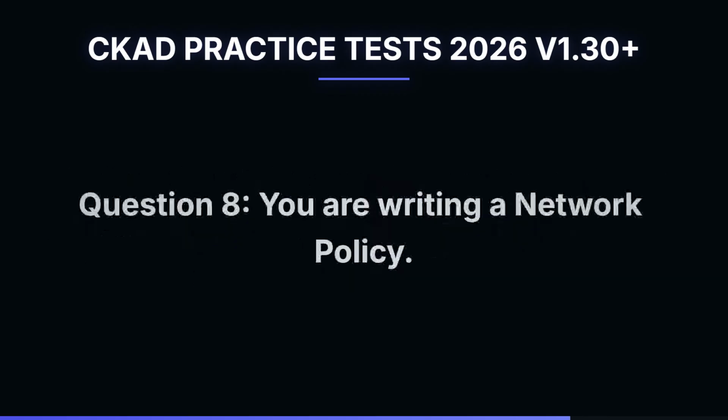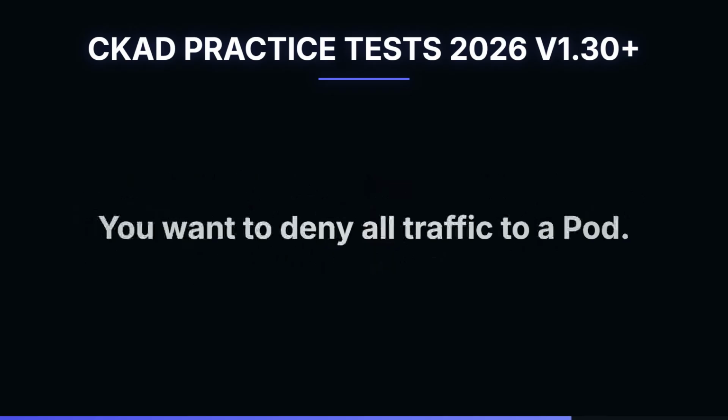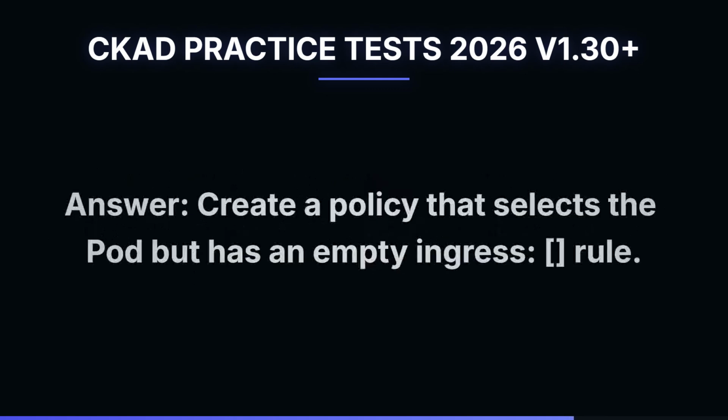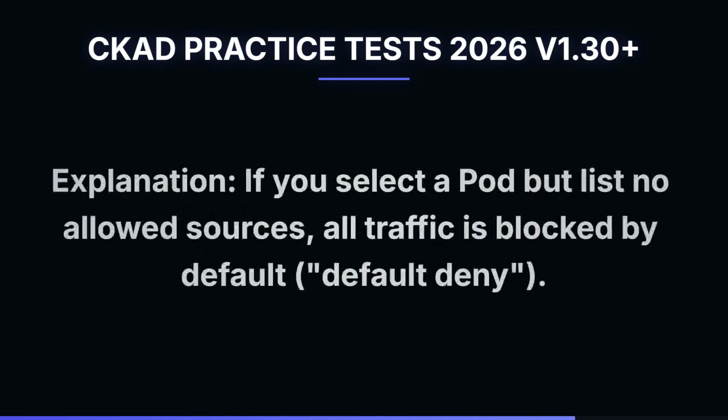Question 8. You are writing a network policy. You want to deny all traffic to a pod. How do you do that? Answer: create a policy that selects the pod but has an empty ingress rule. Explanation: if you select a pod but list no allowed sources, all traffic is blocked. Default deny.